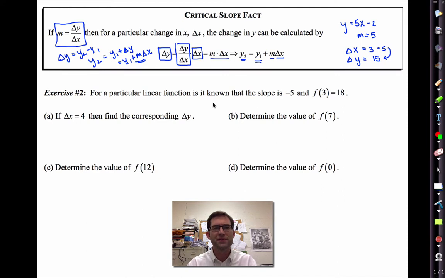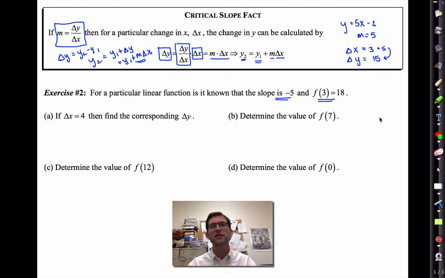So let's apply this. Exercise 2. For a particular linear function, it's known that the slope is -5 and f of 3 is 18. Now, what I'd like to try to do in this problem is avoid coming up with the equation for f of x. Could I do it? Sure, that's what we did in the last lesson. But let's try to avoid doing that.